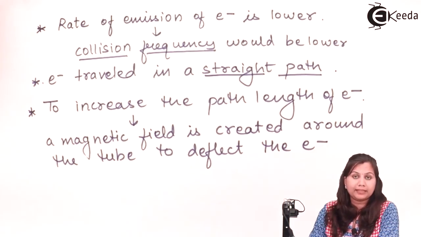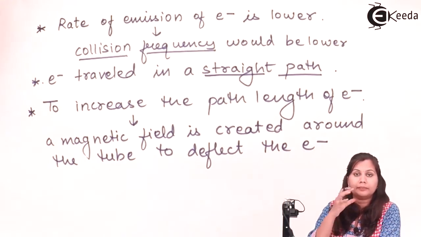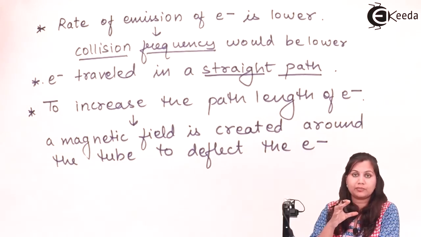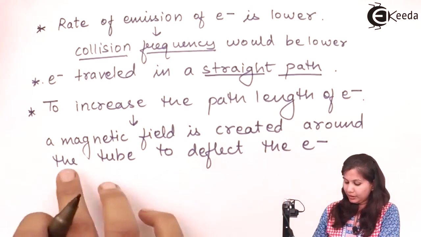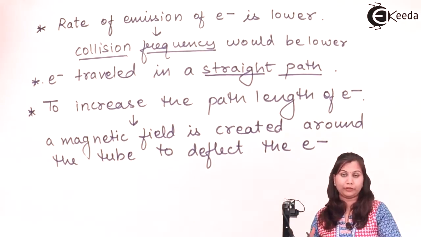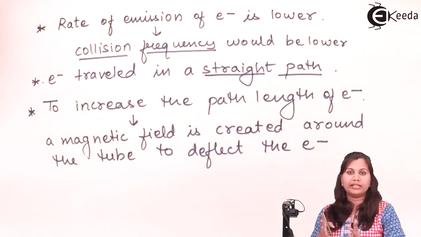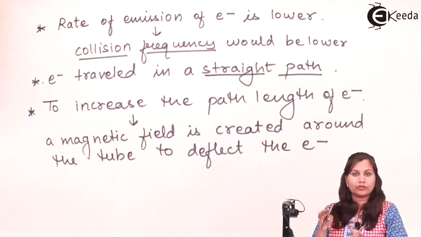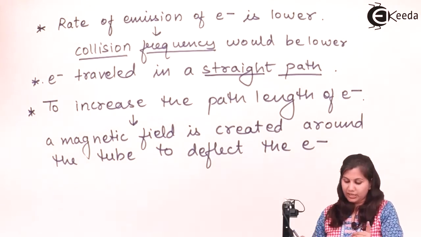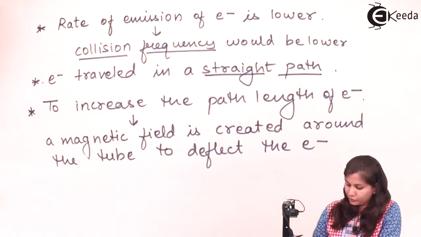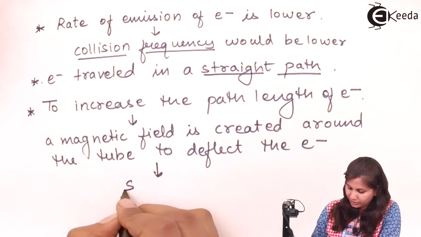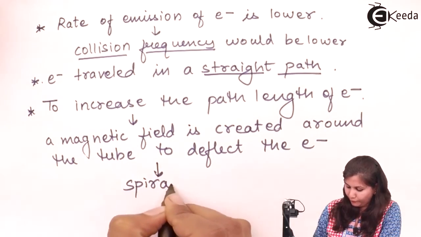So to increase the path length of the electrons, a magnetic field is created around the tube. Due to the presence of the magnetic field, the electrons are going to deflect. They are going to move here and there, and their path will be changed. The path length will be increased, and the electrons will start moving in a spiral form.